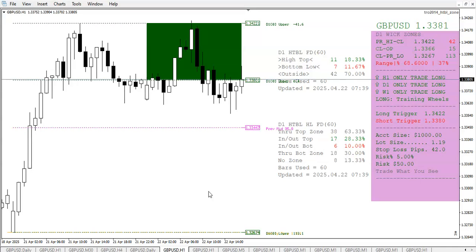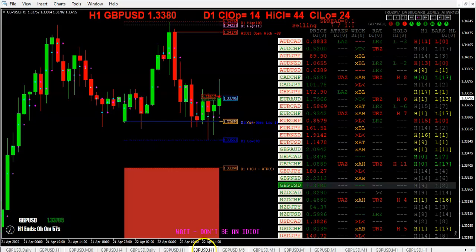You can see here we're playing with that upper wick zone in and out. Looking at this dashboard, you can see the pound put in a daily low 2 hours ago and a daily high 9 hours ago. There's that daily low and the daily high.